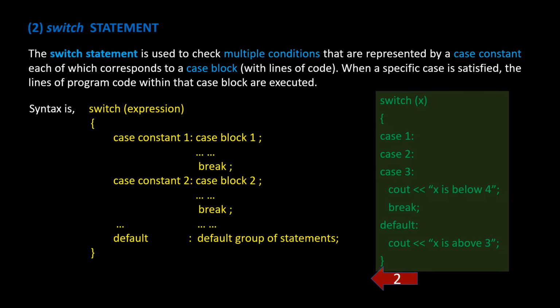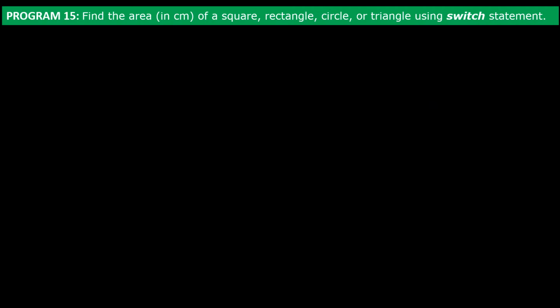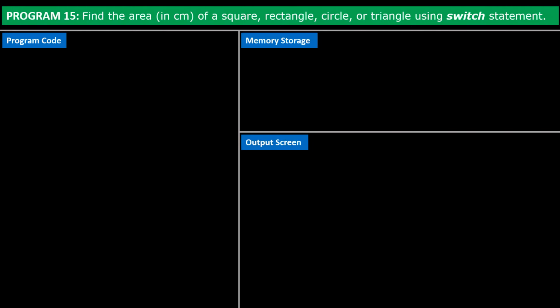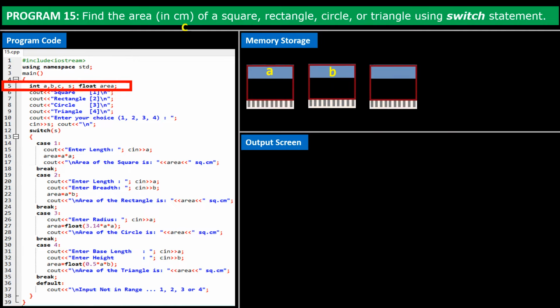We will now write program 15. The requirement is to find the area, in centimeters, of a square, rectangle, circle, or triangle, using the switch statement. I have my program visualizer panel, and this is the program code. I save it as 15.cpp. On line 5, I have declared 4 integer variables, named a, b, c, and s. I also have a float variable, named area. Integer spaces are allocated in the memory, and also the memory space for float value.